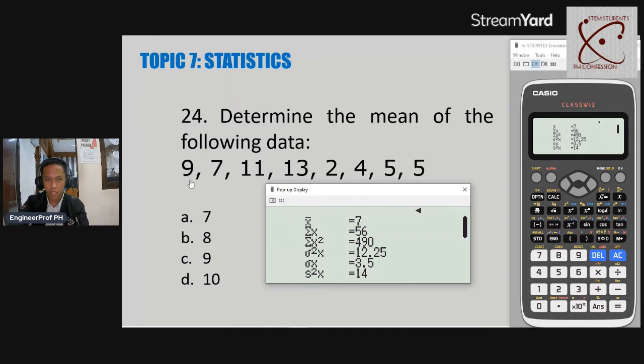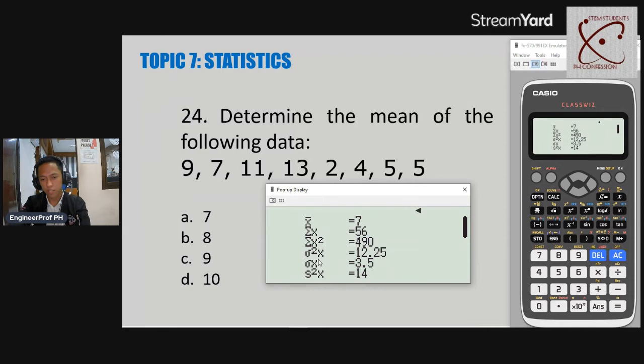Summation of x, ibig sabihin inad lahat, 56. Summation of x squared, ibig sabihin in-square isa-isa, tsaka inad lahat, 490. Eto naman si sigma squared will be your variance, which is 12.25. And si sigma x will be your standard deviation, population standard deviation. Ito naman is population variance, yung may sigma squared.